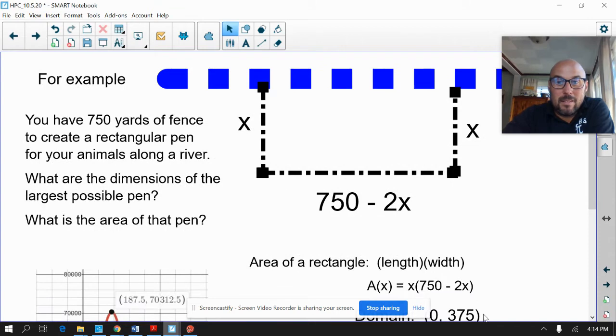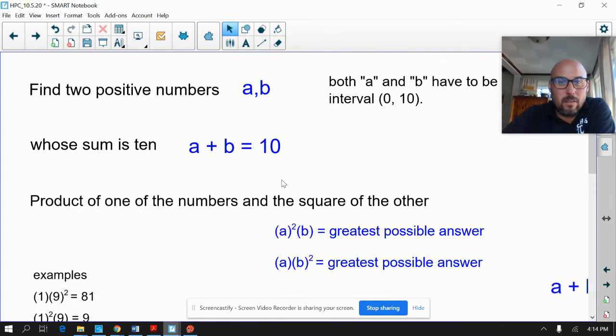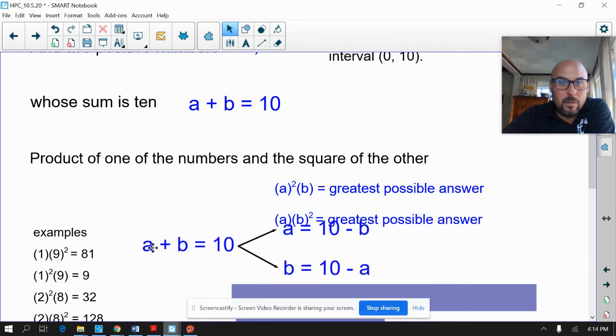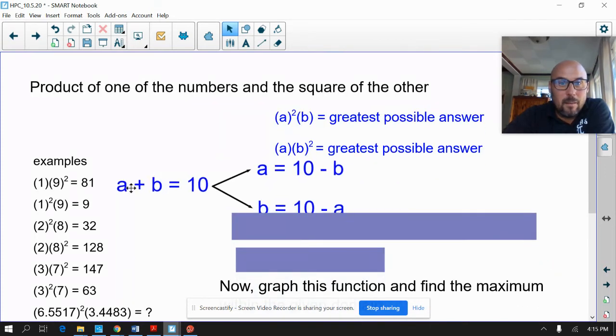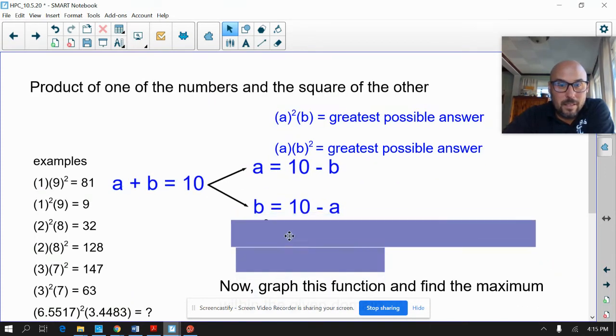So that means that I only had this one variable x. That's what I'm going to do here. A plus b equals 10 implies both of these things, doesn't it? I could subtract a on both sides and get b equals 10 minus a. Or I could subtract b on both sides and get a equals 10 minus b. So all three of these equations say the exact same thing.